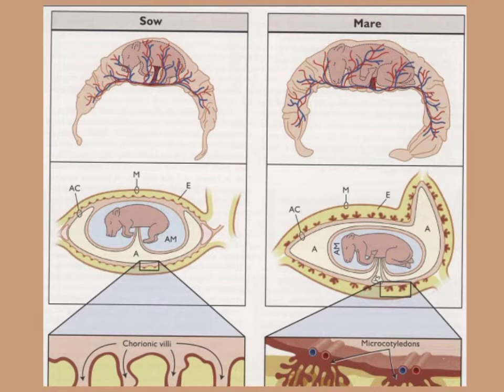So the chorionic villi of sow penetrate into the endometrium, forming the fetal-maternal interface, and the vessels from each chorionic villi merge and eventually form large vessels that enter the umbilical cord. On the other hand, the mare placenta consists of many microcotyledons distributed over the entire surface of the chorion, and these microcotyledons are the site of fetal-maternal exchange.